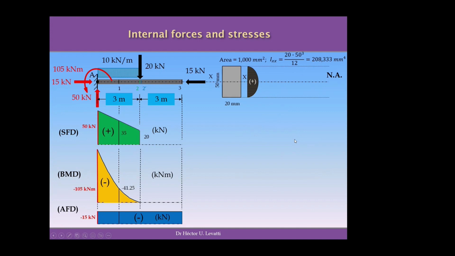So if we give some values to this exercise in terms of the dimensions of the cross section, let's say the cross section is 20 millimeters width and 50 millimeters height. So now we can calculate the area. The area will be 1,000 square millimeters, and the moment of inertia will be the base 20 times the height 50 cubed divided by 12. So this will be the value of the moment of inertia, 208,333 millimeters to the 4.